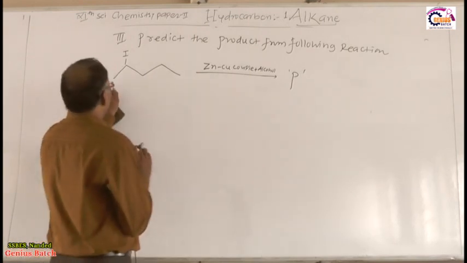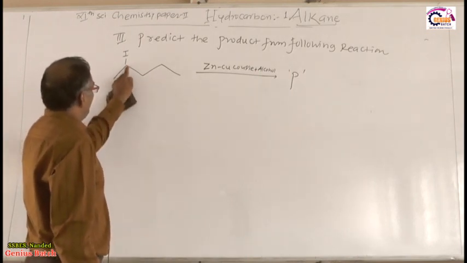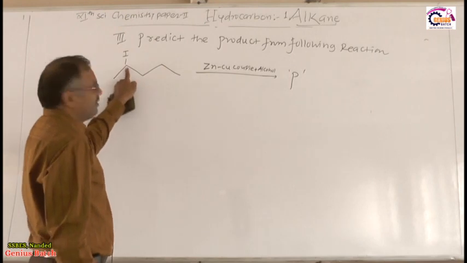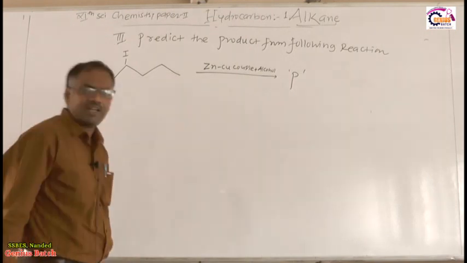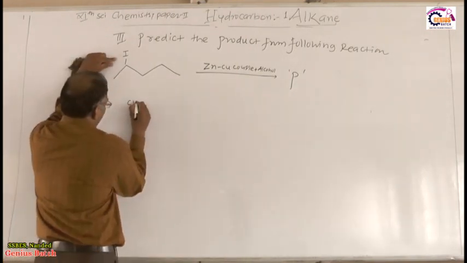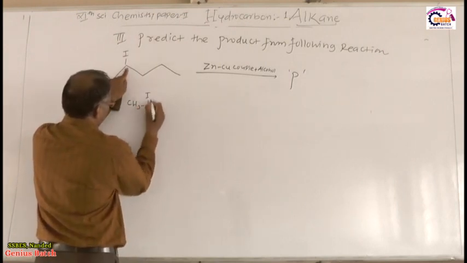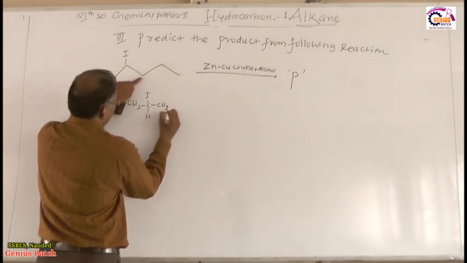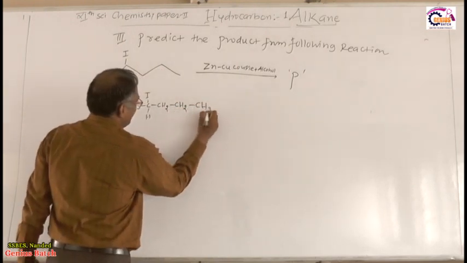First of all, this is the bond line formula. 1 2 3 4 5. The junctions are carbon atoms, and this is the end carbon atom. So how many carbon atoms are there? 5. Okay, so I am going to solve this question. This is the CH3, the end carbon. This is the carbon with iodine, so the hydrogen is hidden. Then this is CH2, this is CH2, and last this is CH3.